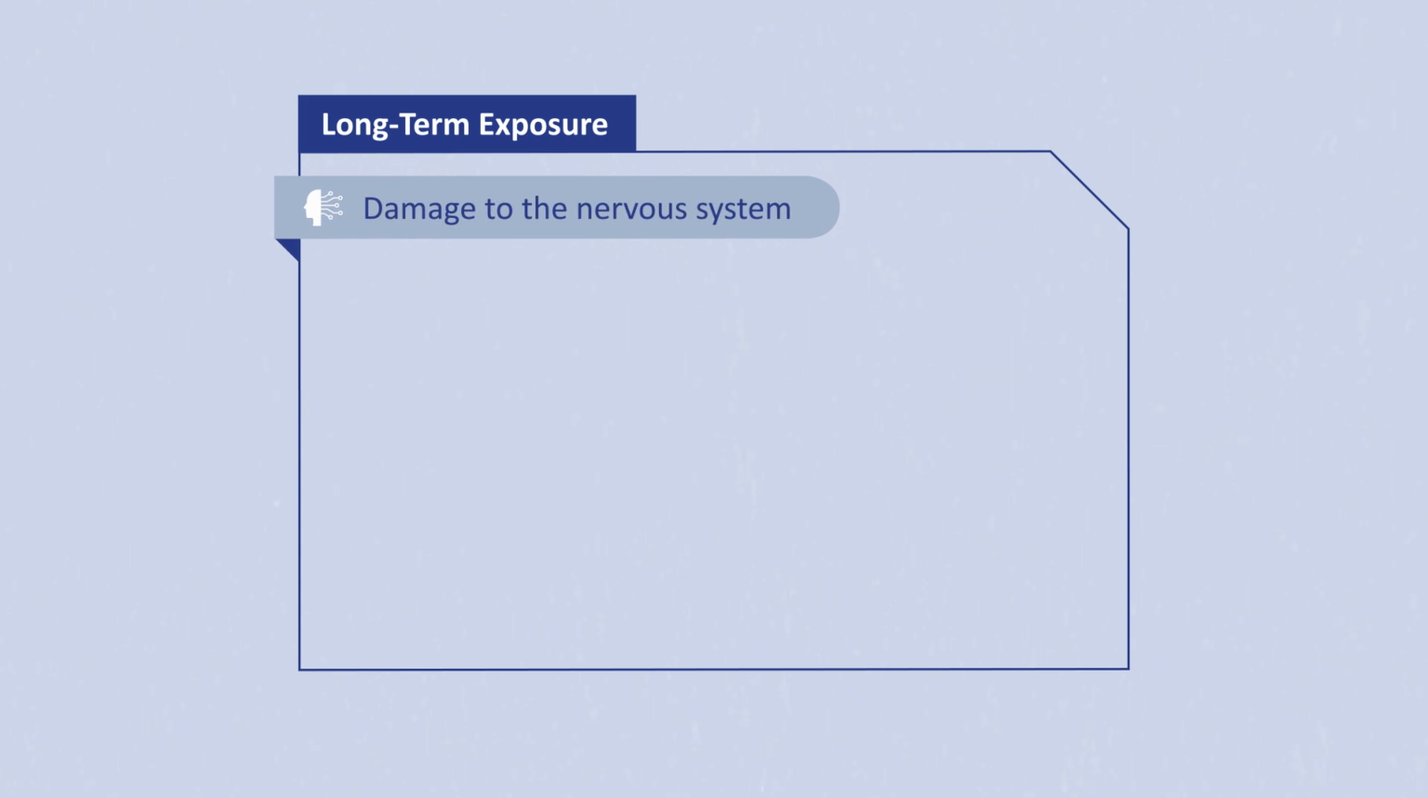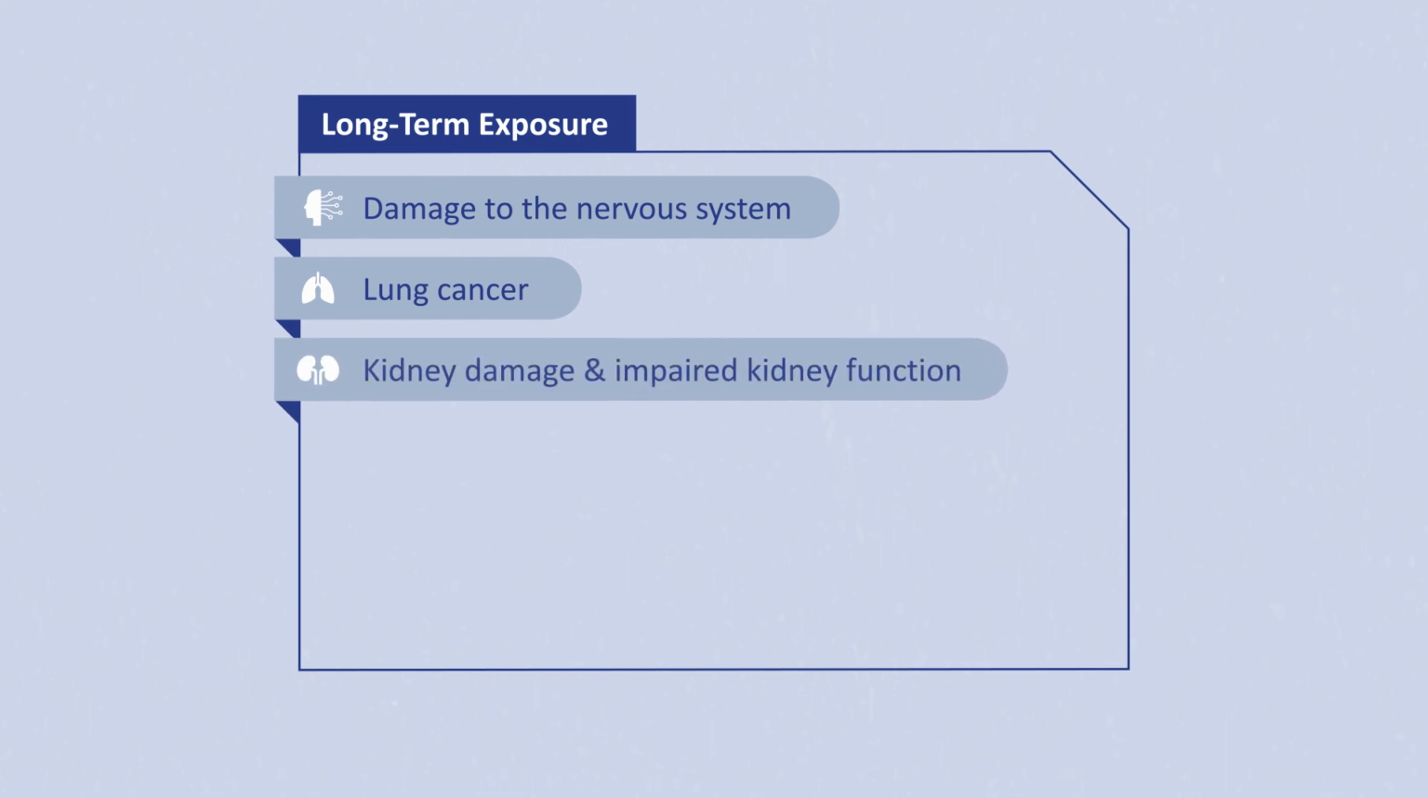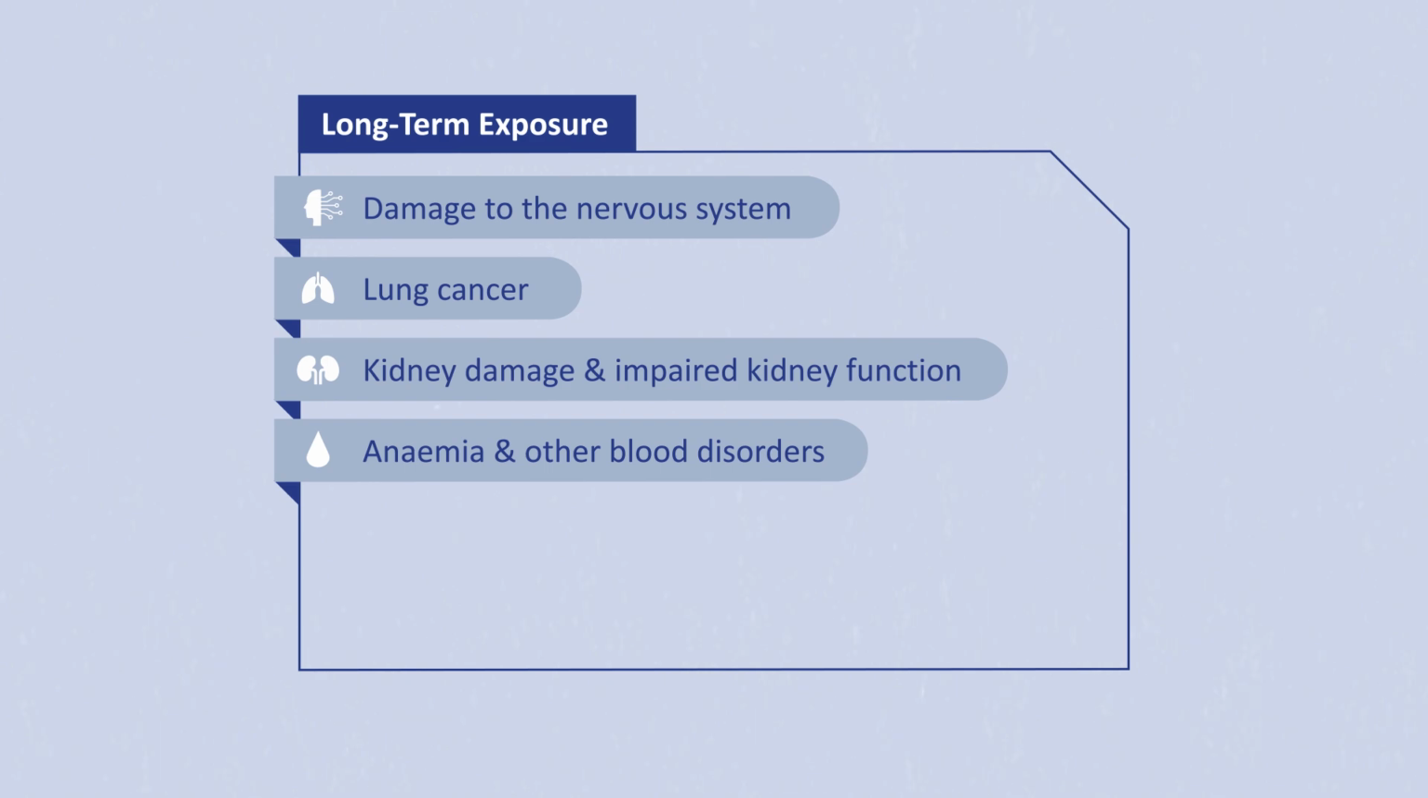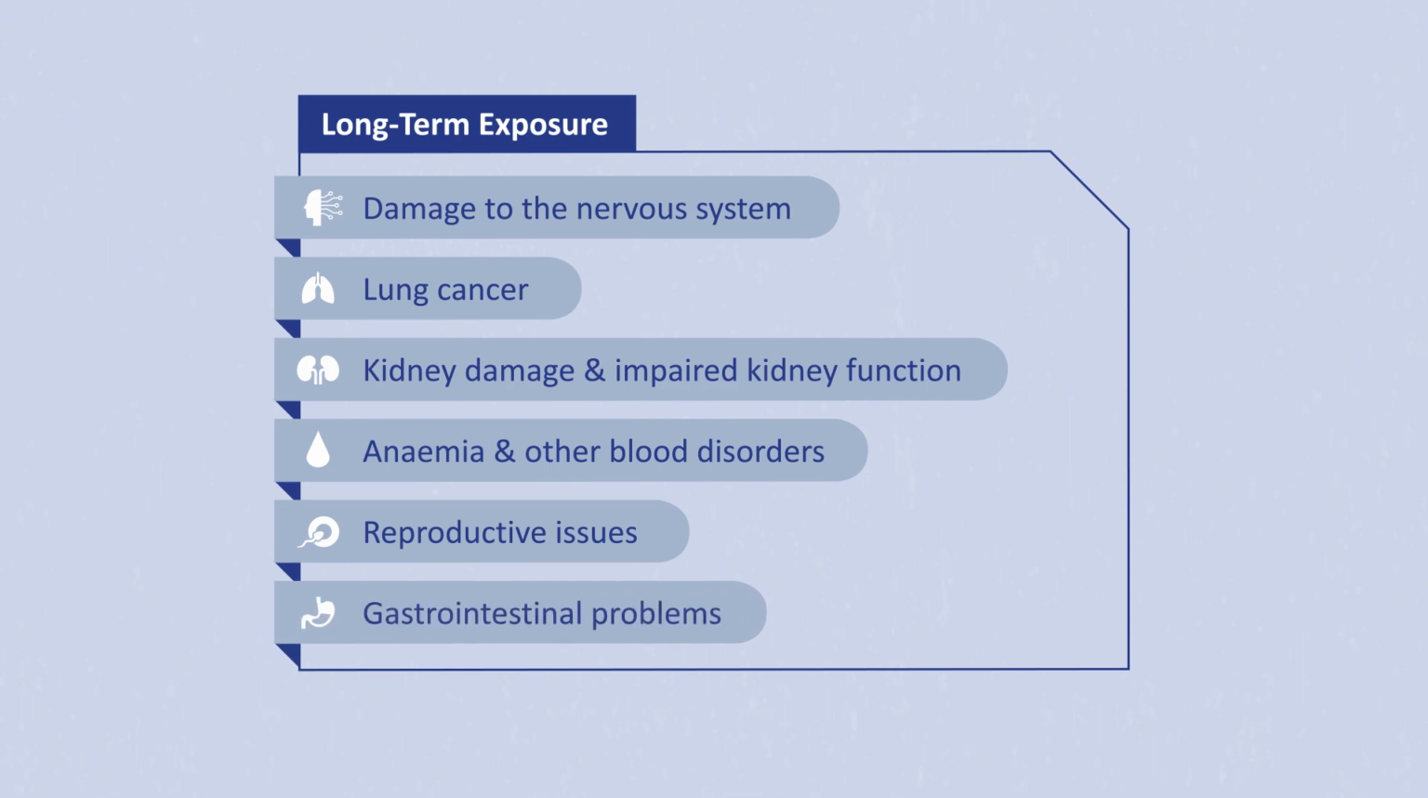Long-term exposure to lead can lead to a range of severe health effects, including damage to the nervous system, leading to cognitive impairment and behavioural issues, lung cancer, kidney damage and impaired kidney function, anemia and other blood disorders, reproductive issues including reduced fertility in both men and women, and gastrointestinal problems such as abdominal pain and constipation.